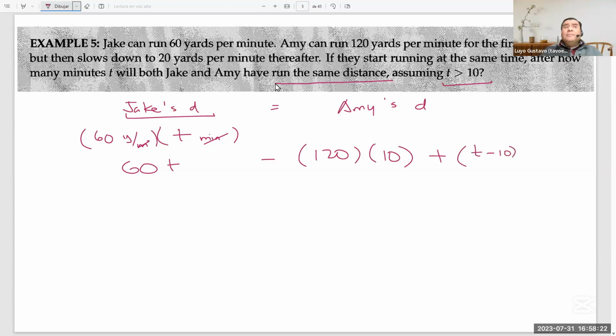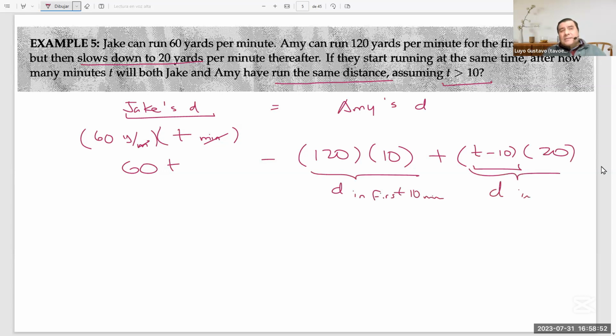For the rest of the time, Amy doesn't continue running so fast. She lowers her speed to 20 yards per minute. So this remaining time multiplied by the new and slower speed gives this distance. This is the distance in the first 10 minutes, while this is the distance in the rest of the time. That is the total distance run by Amy.